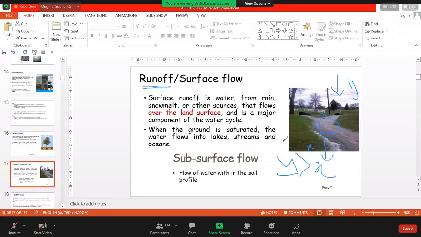Subsurface flow, I can tell you this one is also very important for you. This is the surface. Just below the surface, we have this area, right? This is called subsurface. Water will be moving through this subsurface system. If it is moving over the soil surface, that is runoff. If it is moving just below the soil surface, that is called subsurface flow.